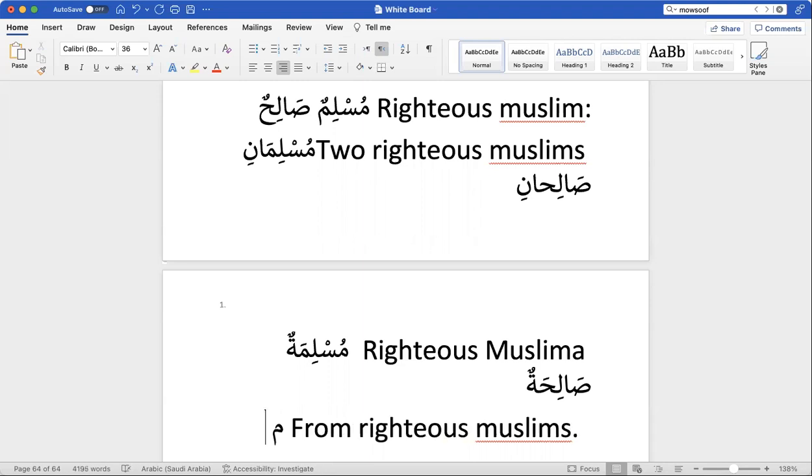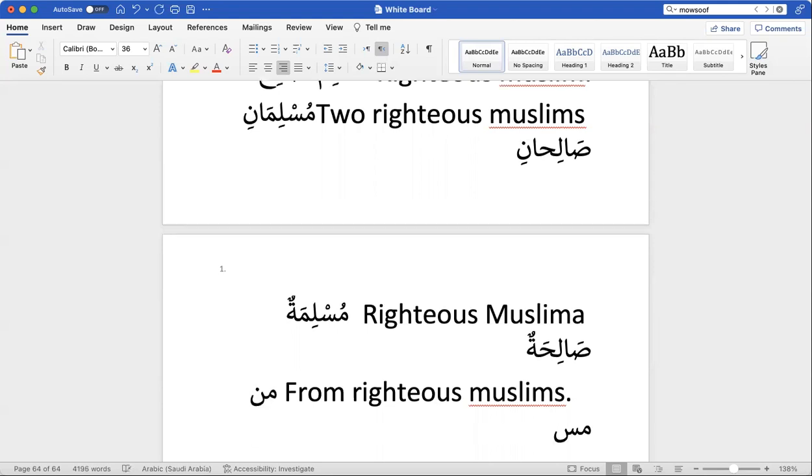So you will put min, which is harfi jar, it means from. Now, whenever harfi jar comes, the word next to it will always be majroor. Now, we have a Sifa Mowsoof combination, righteous Muslims, right? So we put first Mowsoof and then Sifa, and the Mowsoof has to be majroor because before that there's a harfi jar. So you will say min Muslimina Salihin. Very good.